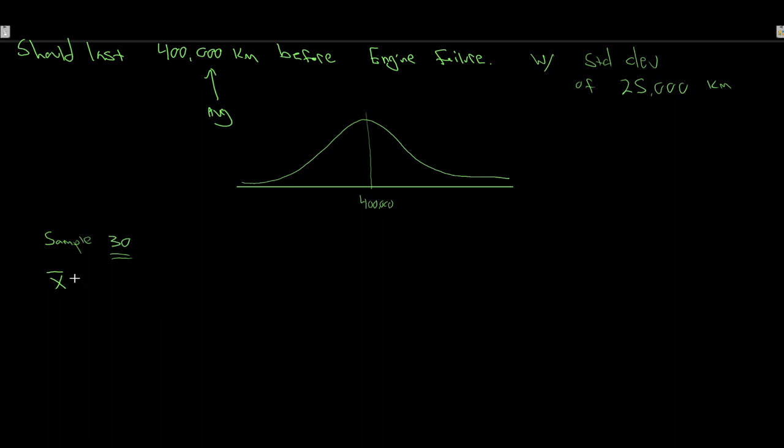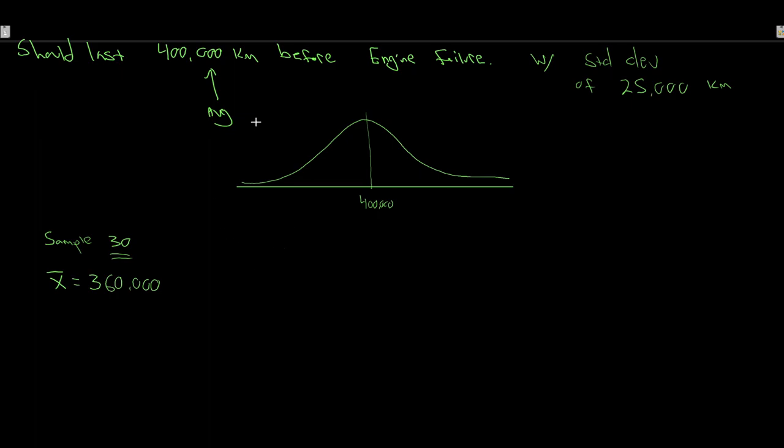So let's say that we pull these out and we test all these vehicles. We just keep driving them for a long time. And we find that on average, for these 30 vehicles that we tested, some failed in much longer than 400,000. Some failed much less than 400,000. But on average, it worked out to be 360,000 between failures. So on average, these 30 vehicles that we sampled lasted 360,000 kilometers.